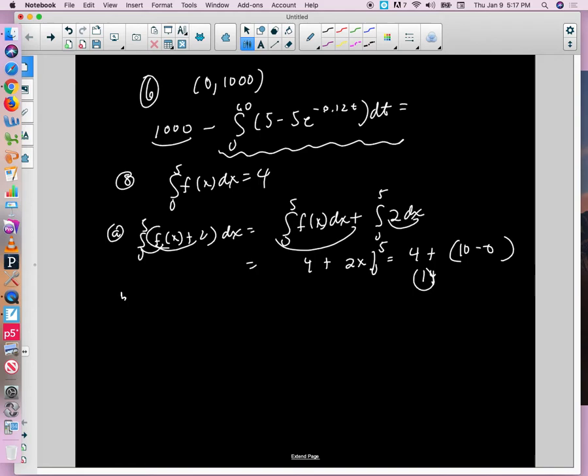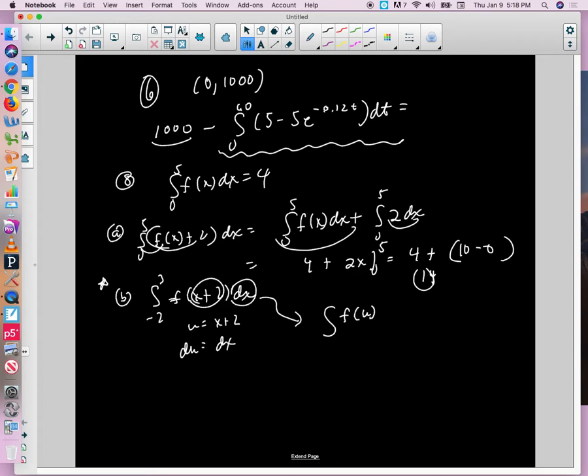On the B part of number 8, we have the integral from negative 2 to 3 of f of x plus 2 dx. This one's really important to listen to. I'm going to let u be x plus 2, du is dx, because it would just be 1. And now I'm going to go into substitution. So this gives me f of x plus 2, which is f of u. Dx is the same thing as du.